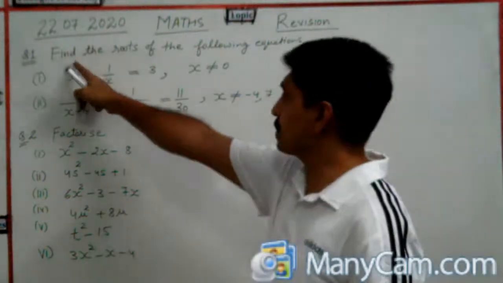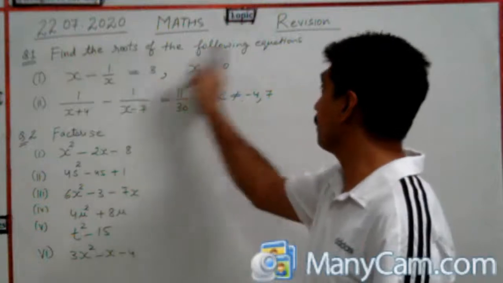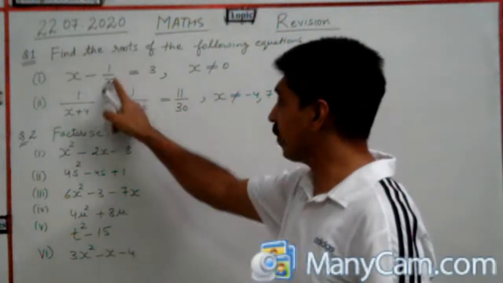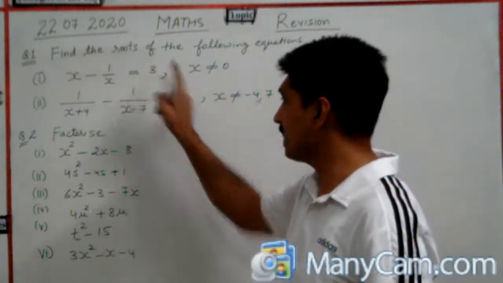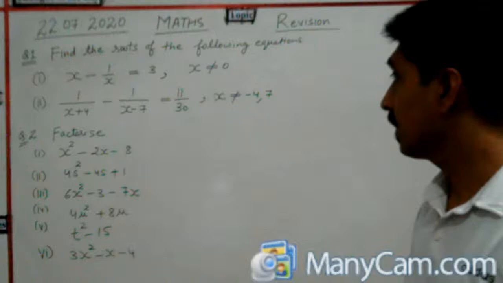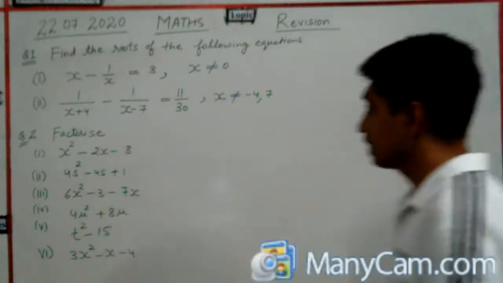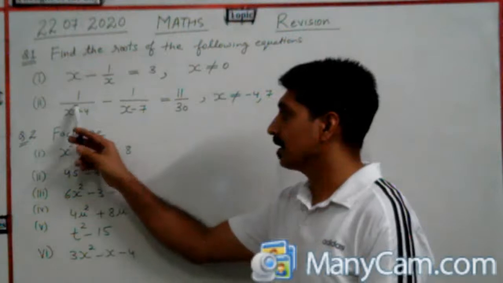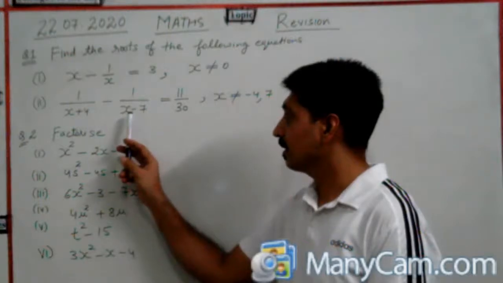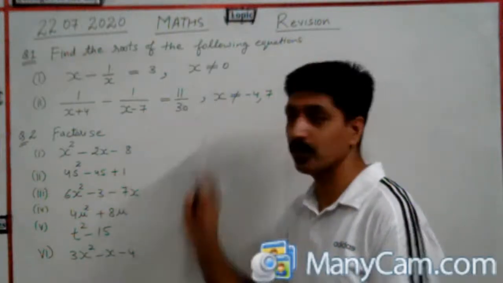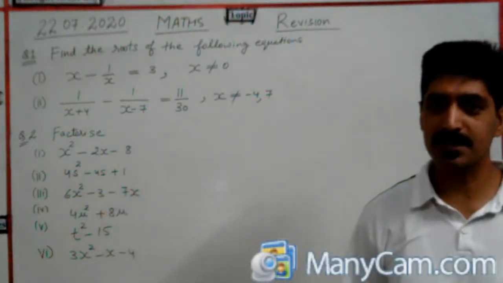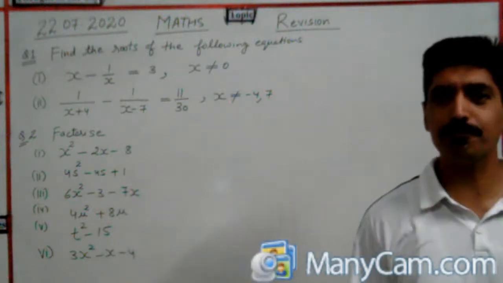First question: find the roots of the following equation. One is x minus 1 upon x is equal to 3, where x is not equal to 0, and the second equation is 1 upon x plus 4 minus 1 upon x minus 7 is equal to 11 upon 30. So you have to find the roots of these equations, and second, you have to factorize.